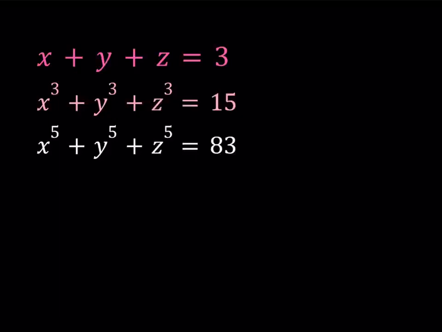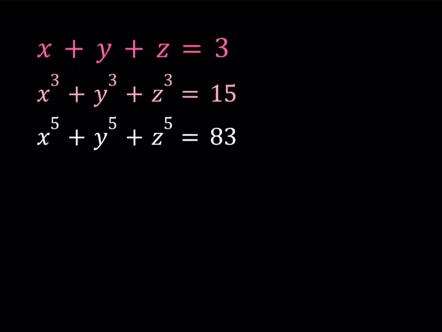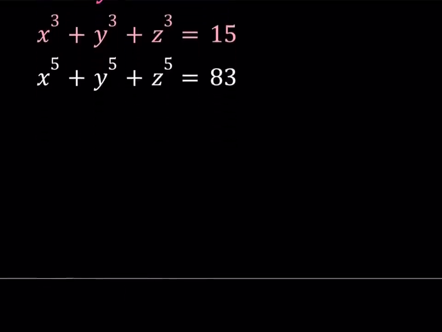Hello everyone. In this video we're going to be solving an IMO long list problem from 1971. This problem was proposed by Germany at the time. So we have the following system and we're going to be finding the values of x, y, and z. I would like to start with this sum of the cubes.